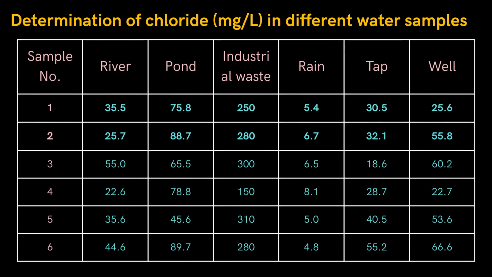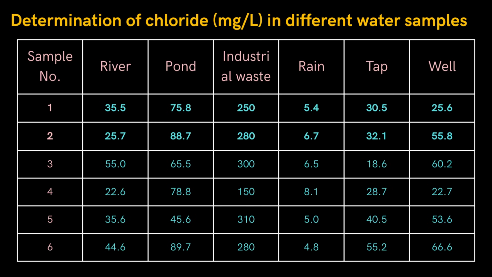This table shows the determination of chloride in river, pond, industrial waste, rain, tap, and well water samples. For this, 6 samples each were collected in polyethylene bottles from this region and analyzed using precipitation titration. The concentration range of chloride in river water was 22.6 to 55 mg per liter, pond water was 45.6 to 89.7 mg per liter, industrial waste was 150 to 350 mg per liter, rain water was 4.8 to 8.1 mg per liter, tap water was 18.6 to 55.2 mg per liter, and well water was 22.7 to 66.6 mg per liter.